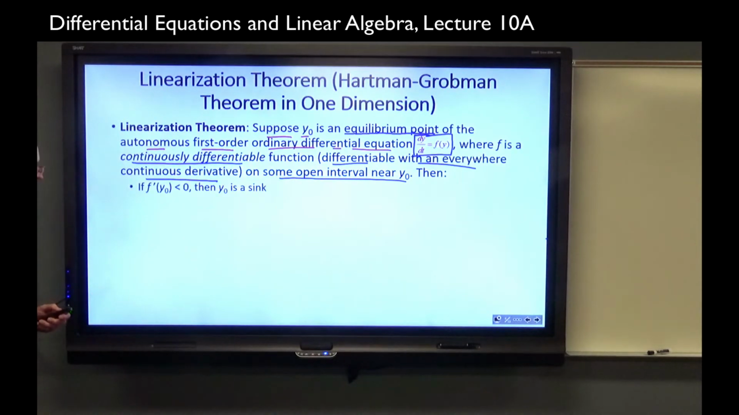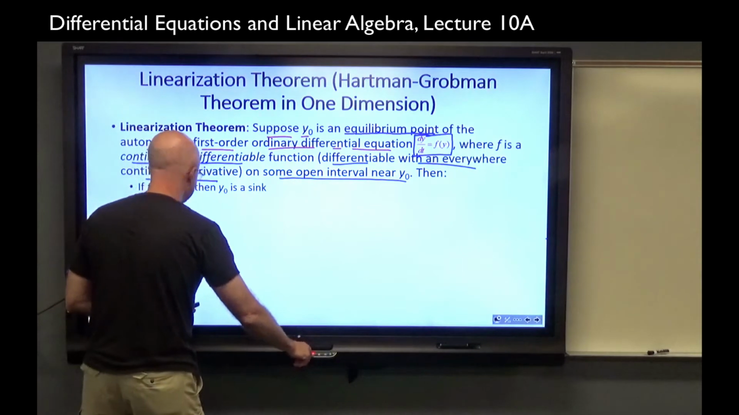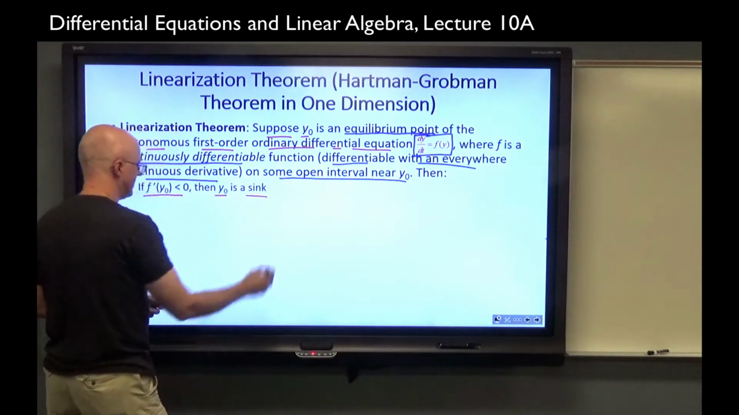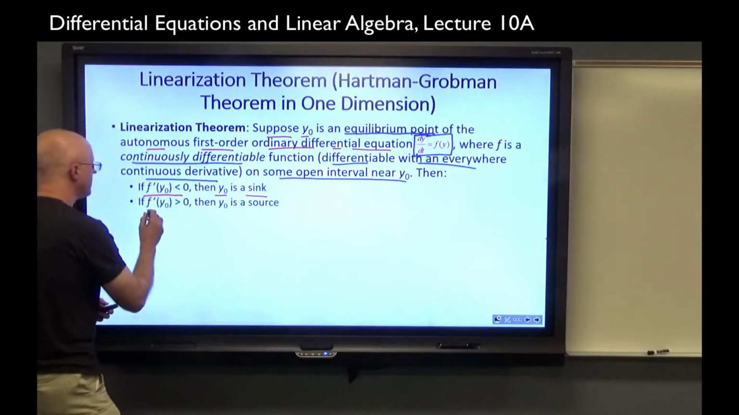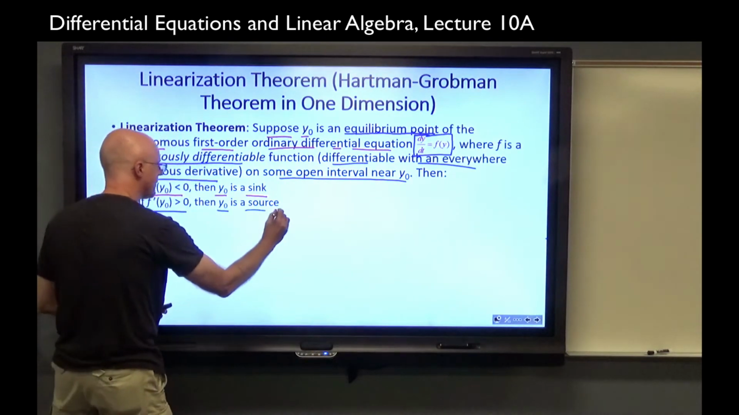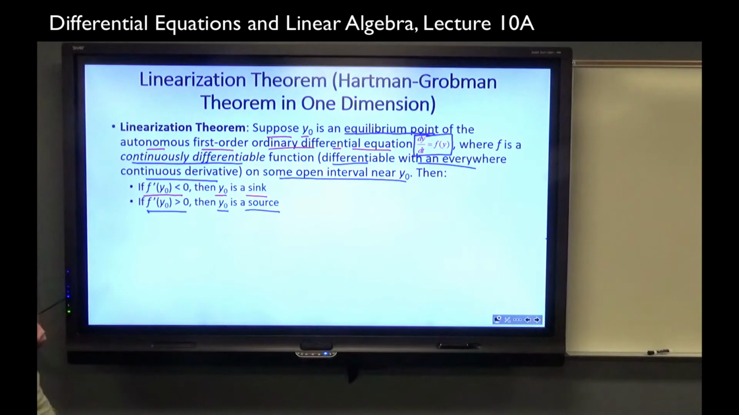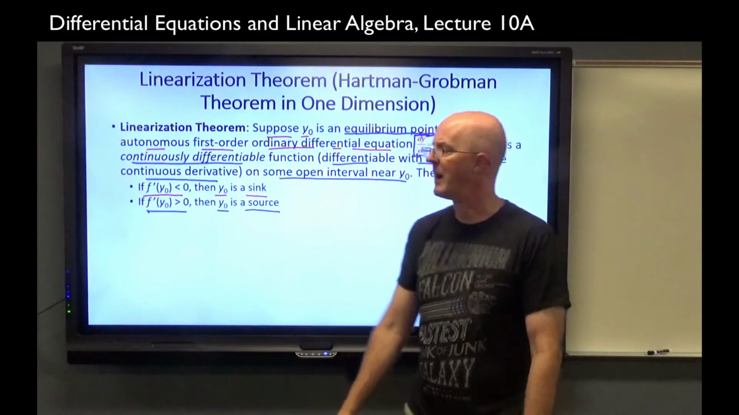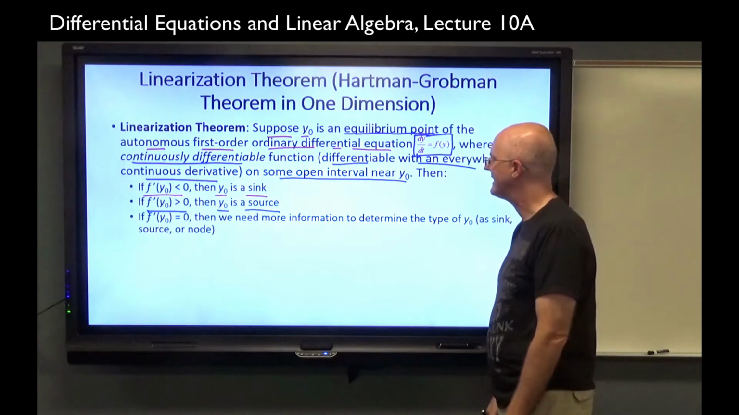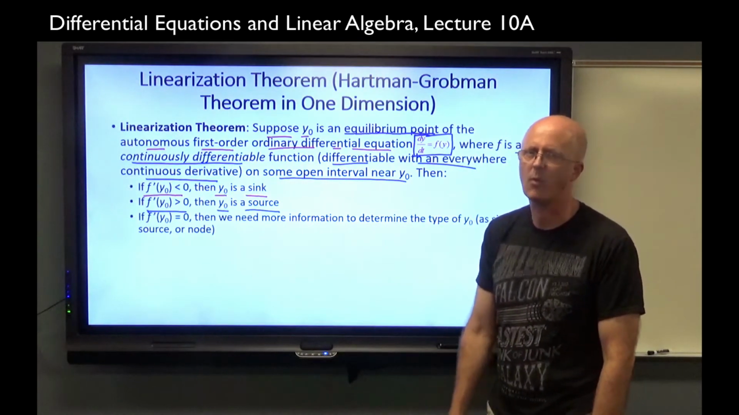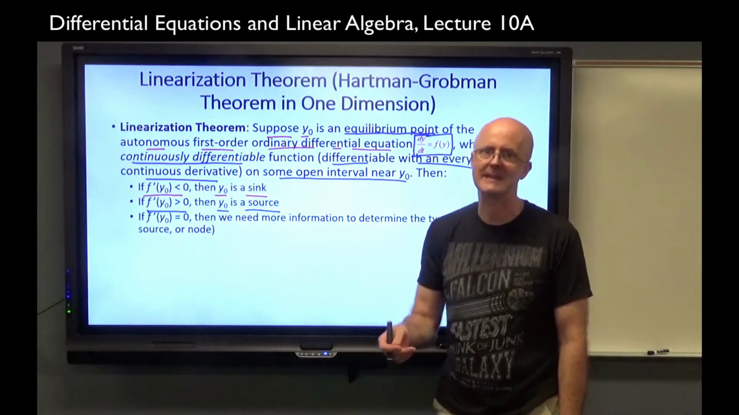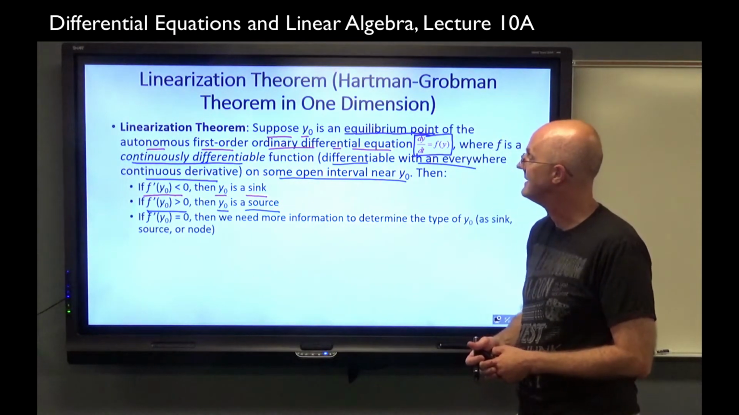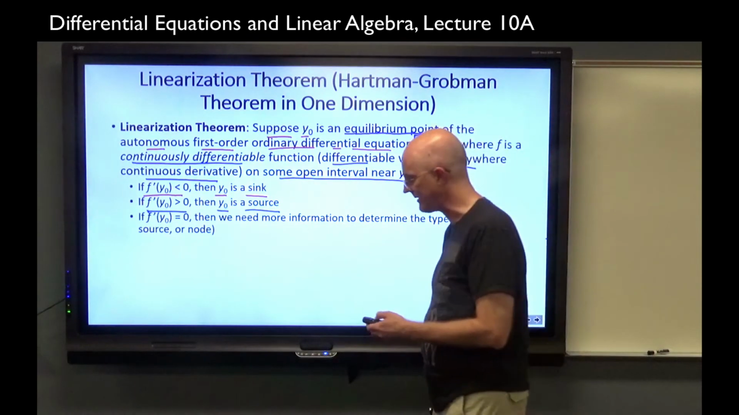There are 3 bullet points here. The first one says, if f prime of y0 is negative, then y0 is a sink. The second one says, if f prime of y0 is positive, then y0 is a source. And the third bullet point is there just for completion's sake, but it doesn't really tell you much. If f prime of y0 is 0, then you can't really say much. You need more information to say whether y0 is a sink, a source, or a node. You really need the graph of f. And make sure you graph it correctly.